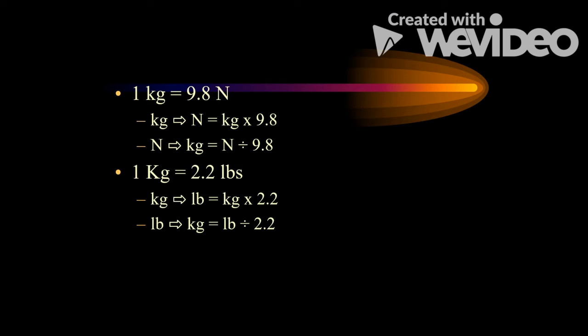To continue, here are a couple others. 1 kilogram equals 9.8 newtons. If I have kilograms and I want to get to newtons, I take kilograms and multiply by 9.8. If I have newtons and want to find out how many kilograms I have, I take newtons and divide by 9.8. Let's take a look at a thumb chart for that.